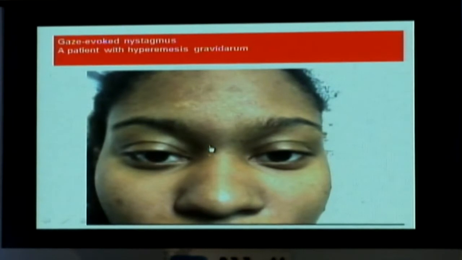What if I told you this patient had hyperemesis gravidarum? She was pregnant and vomited, lost a lot of weight, was malnourished, and came in with this nystagmus. What would be your diagnosis, and how would you treat this patient immediately?